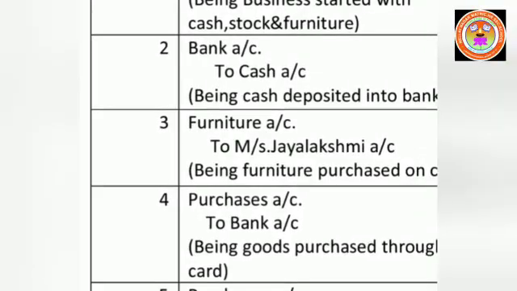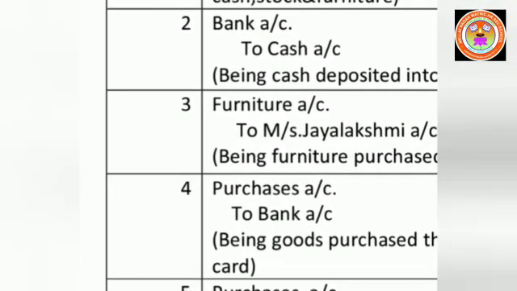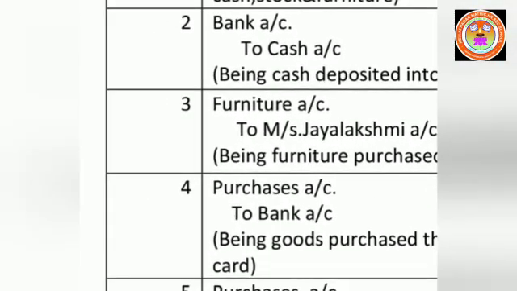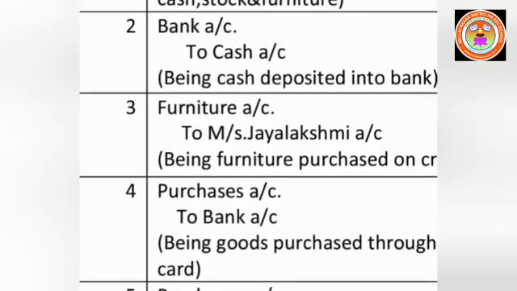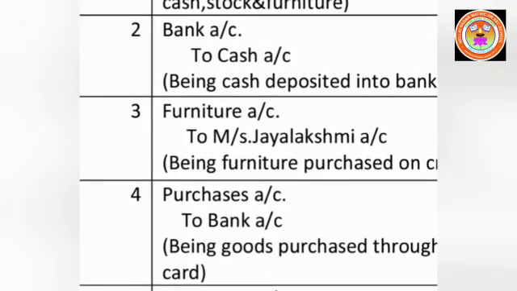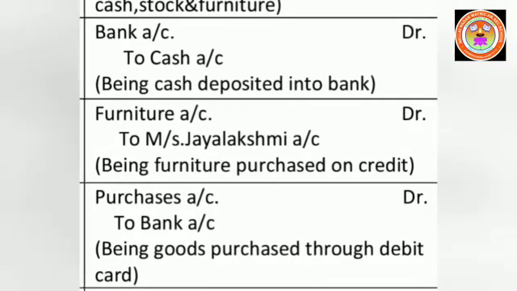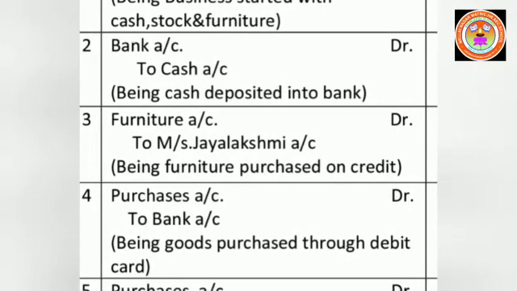The transaction, put the date under date column, March 3rd. Furniture comes into the business. Here we are using real account rule. Debit what comes in. Here furniture comes in. So furniture account must be debited. Furniture account debtor.